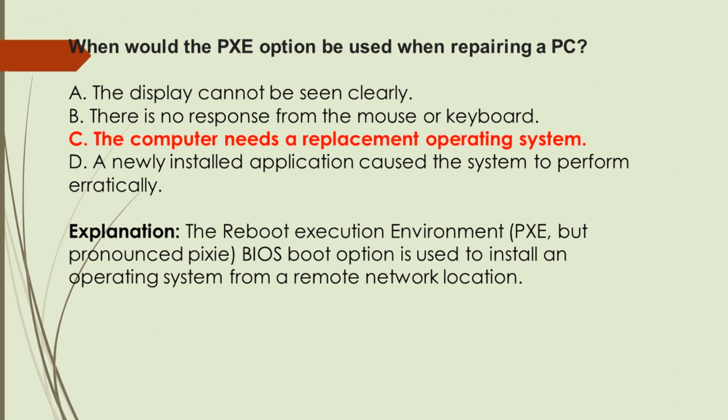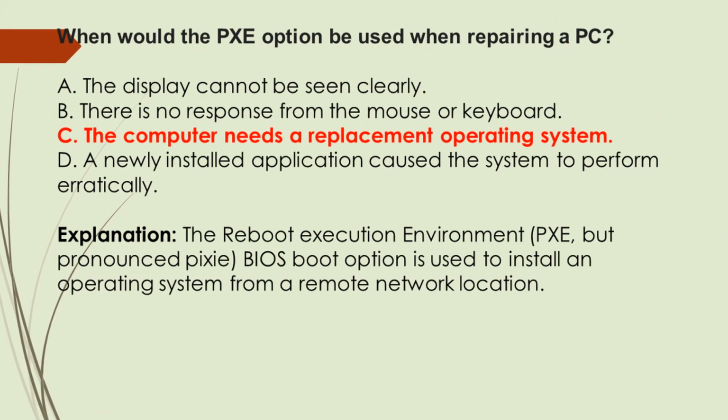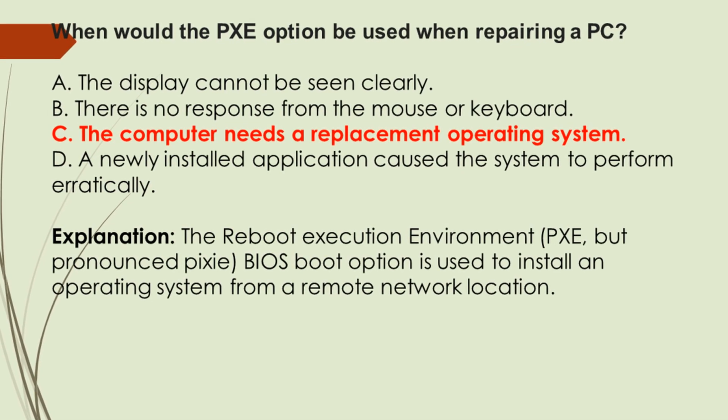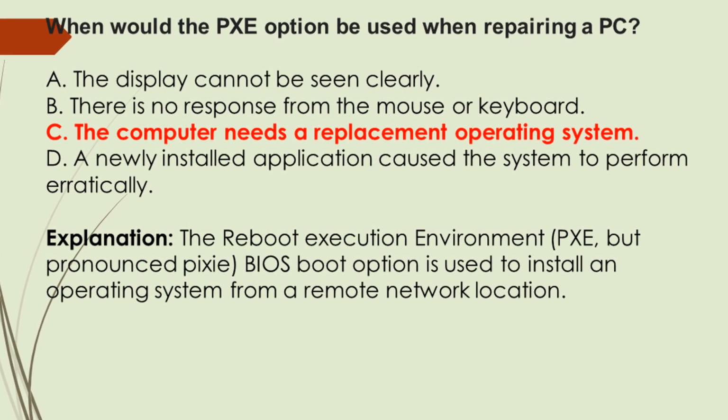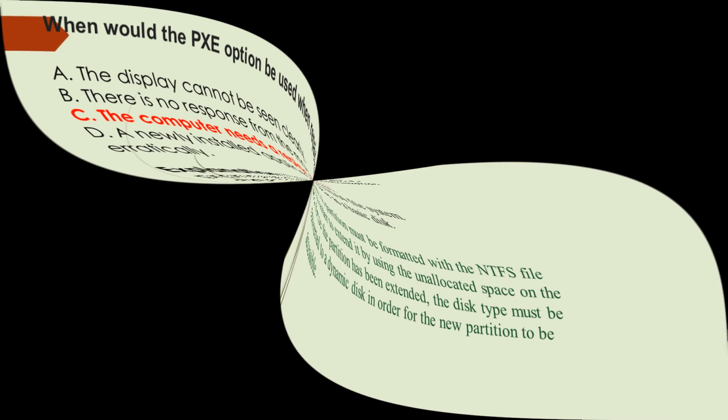21. When would the PXE option be used when repairing a PC? A. The display cannot be seen clearly. B. There is no response from the mouse or keyboard. C. The computer needs a replacement operating system. D. A newly installed application caused the system to perform erratically. Explanation. The Preboot Execution Environment, PXE, pronounced "pixie", BIOS boot option is used to install an operating system from a remote network location.